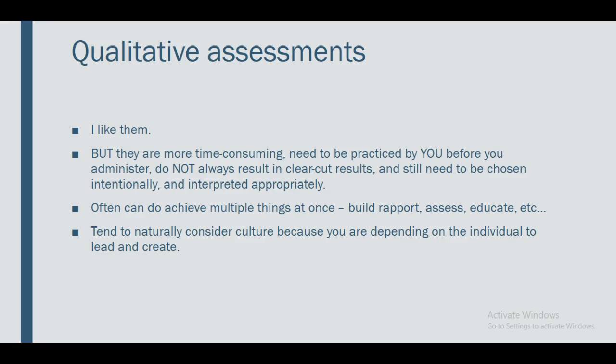Qualitative assessments still need to be chosen intentionally and interpreted appropriately, even though most of them tend to be more culturally appropriate just because of the nature of them, because they're very open-ended a lot of times. You still want to be intentional with your interpretations. You can always go back to your client. They often can achieve multiple things at once, so referring to that process, a lot of times if you use a qualitative assessment, it's going to allow you to build rapport while also assessing your client, while also giving you space to do some education. And again, they tend to naturally consider culture because you're depending on the individual to lead and create the assessment versus you in the role of the person who owns the knowledge.